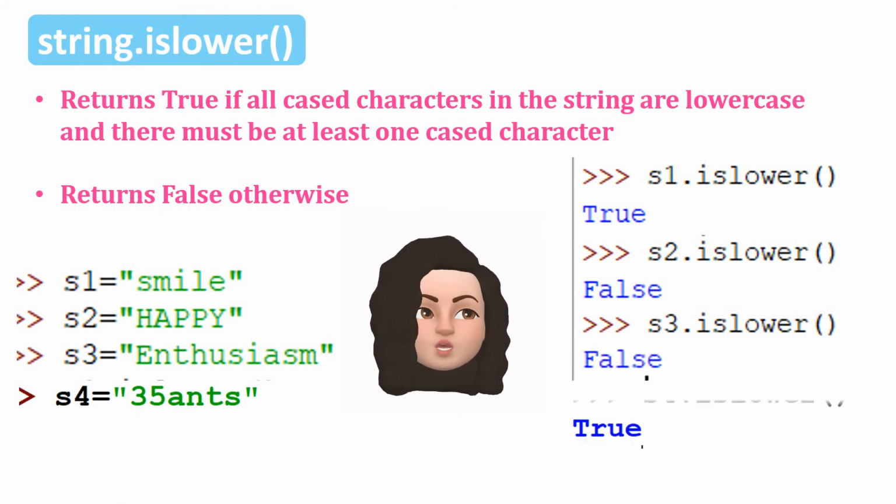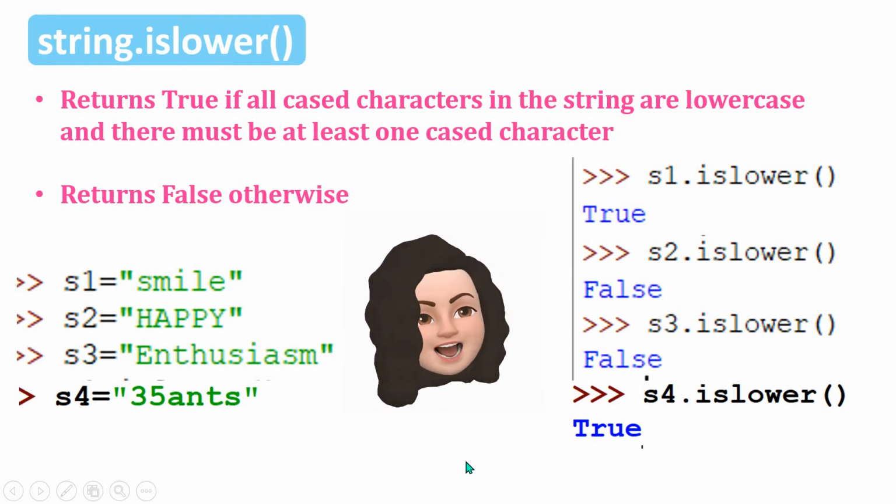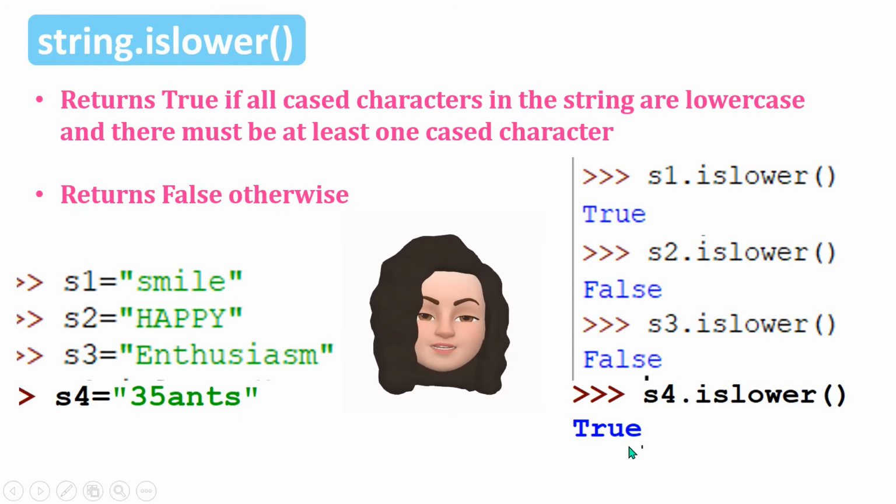Now S4.islower(). S4 is a string which consists of numbers and alphabets, and all the alphabets are in lowercase. Hence S4.islower() will return true.